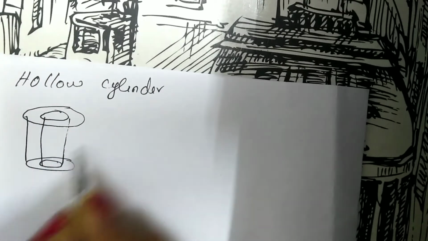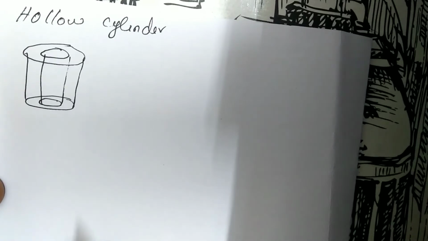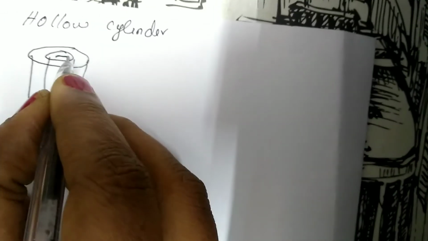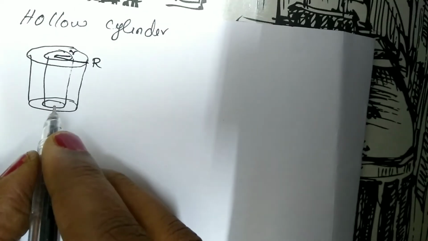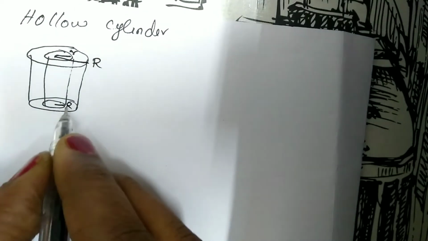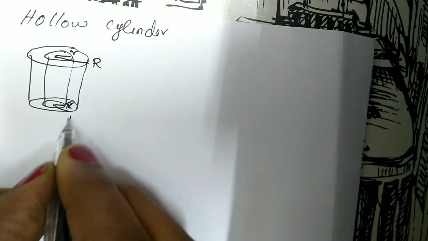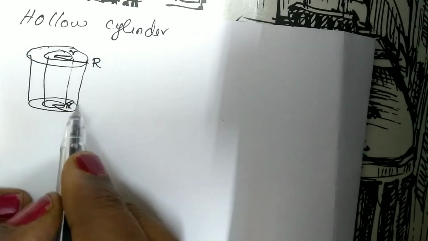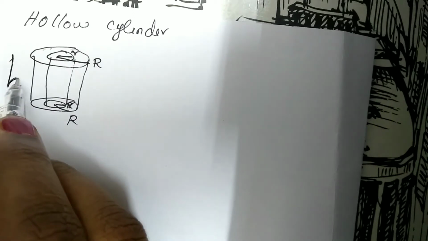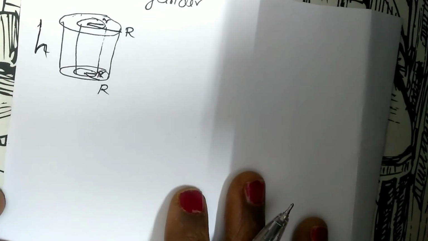Okay, this is our hollow cylinder. Now, this small circle radius is small r. The bigger circle radius is capital R. Similarly, here also the base has small r, capital R. But the height of the pipe will be the same h. Now for this, first we find the volume. How will you find the volume? I'll say exterior volume minus interior volume.